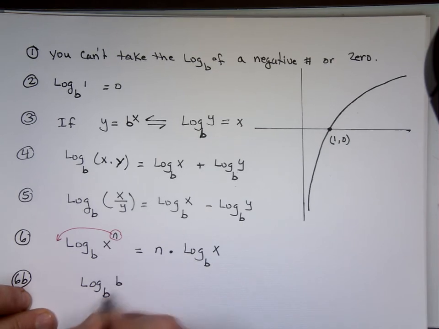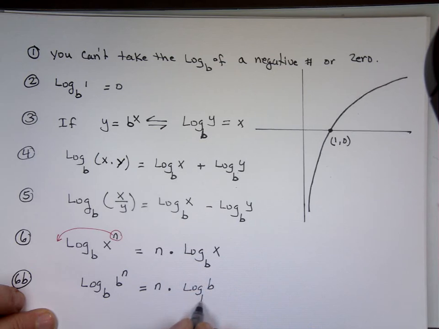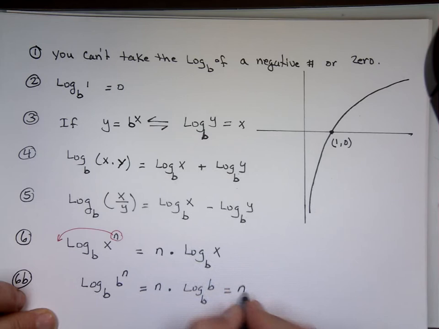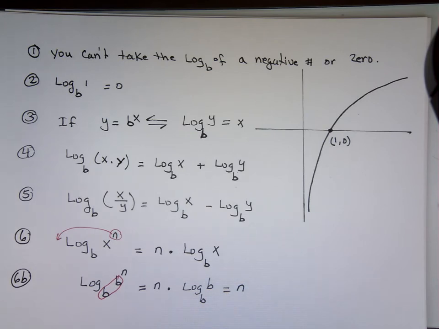If these two numbers are the same, your answer is always going to be what? Remember, it's n times log b base b. b to what power is going to be b? 1. So that will be a 1 here. n times 1 is always n. So if these numbers are the same, your answer is always whatever the power is. That's part of this rule.